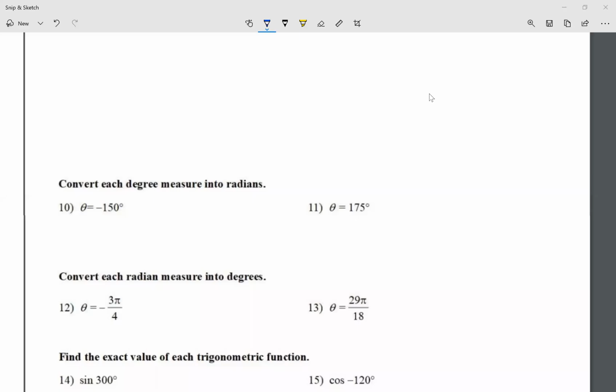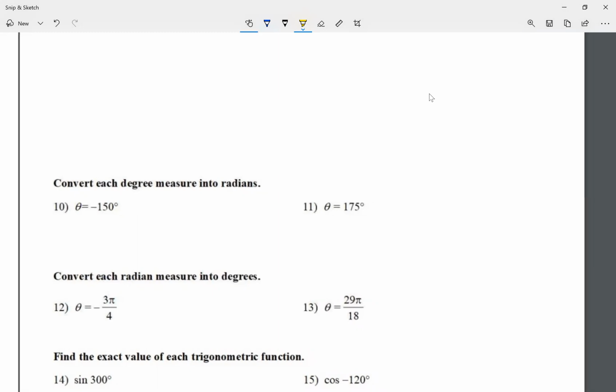All right, so today we're going to be looking at this word radian. It says convert each degree measure into radians. You guys see the word radian. Like I said, we're going to be introduced to this word. We're also going to convert each radian into degrees. Now, let me explain what a radian is.